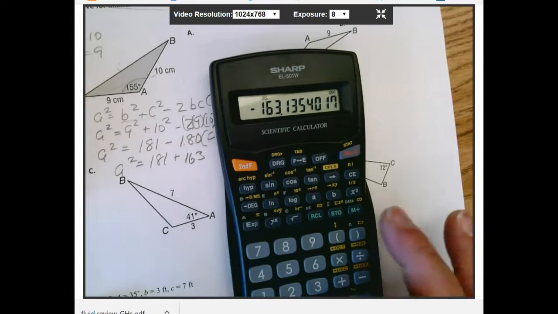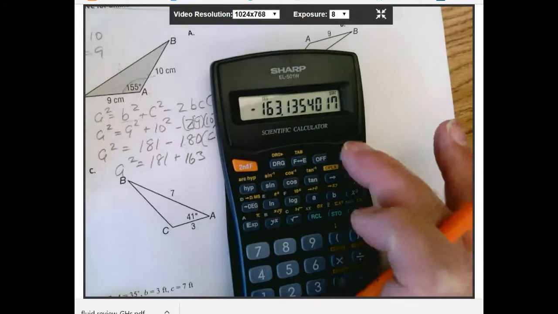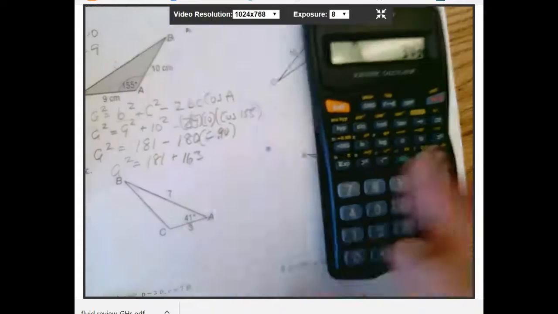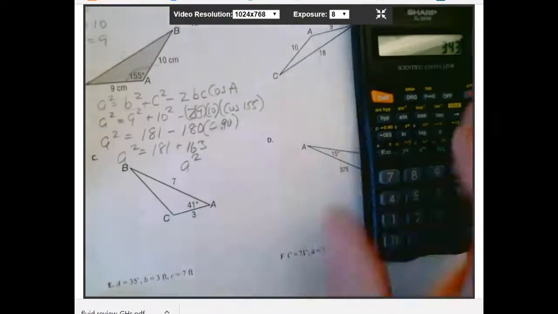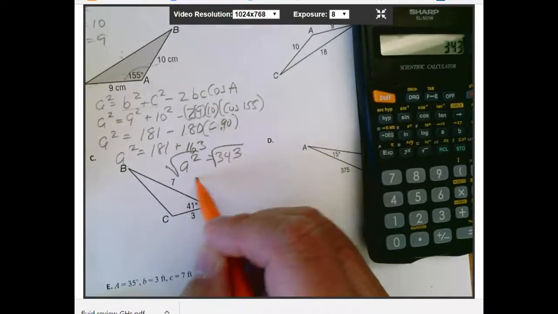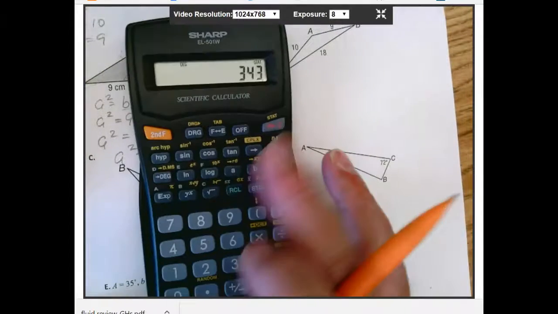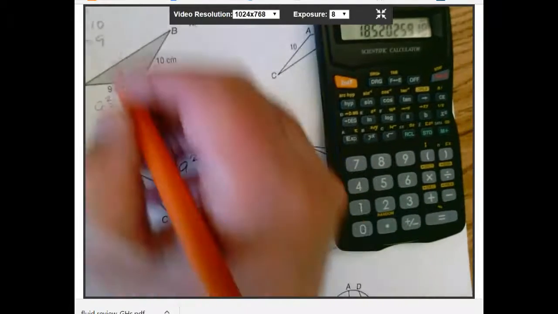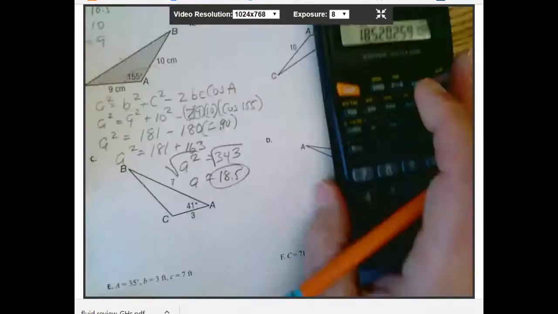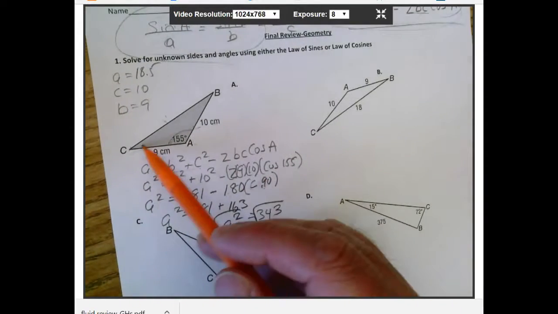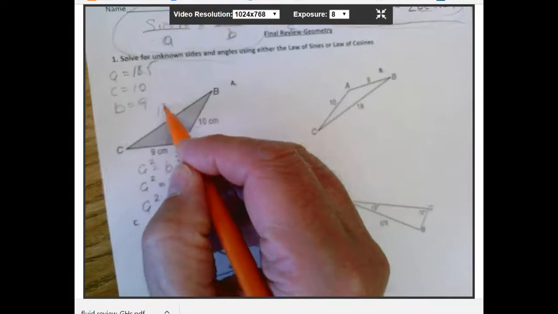So we're going to just use 163 here. So 180 plus 163 is 343, and then a squared equals 343, and then we just do the square root. And a will be just its square root, 18.5. Okay, we look at our triangle. It's always good to look at it. That is our longest side, right? It kind of makes sense if that's what it is.